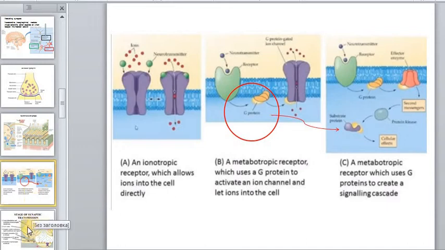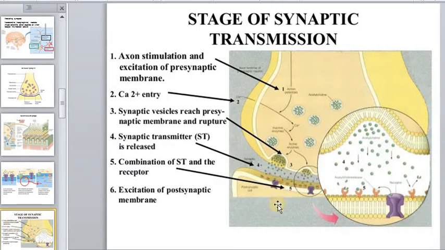Let's look at the stages of synaptic transmission, chemical transfer across the synapse. When an action potential reaches the axon terminal, it triggers the opening of voltage-gated calcium channels. At first, it's very important to have enough calcium ions. Here, there are very few ions, and we look at how these ions move through the membrane.